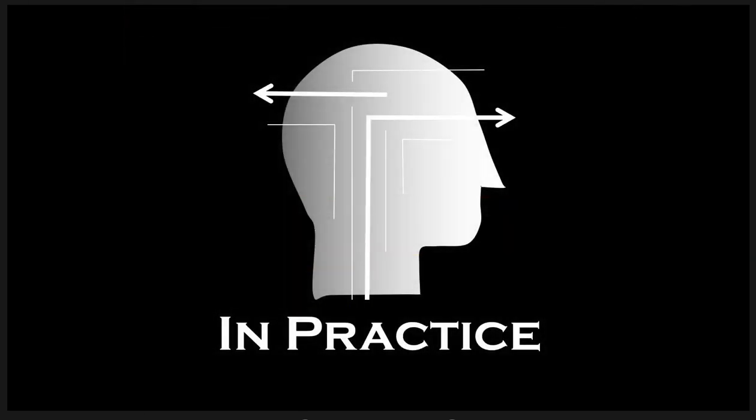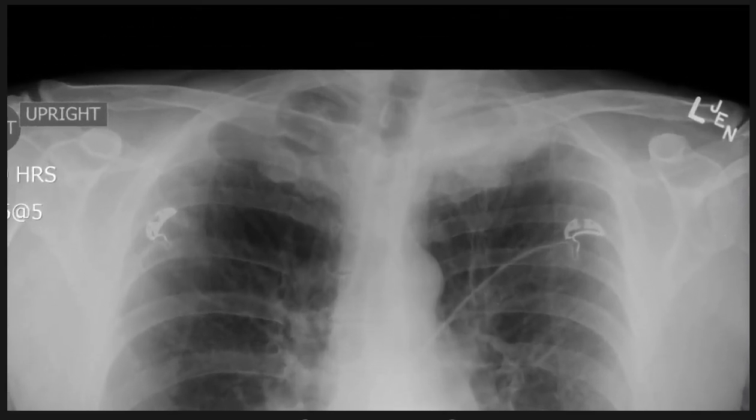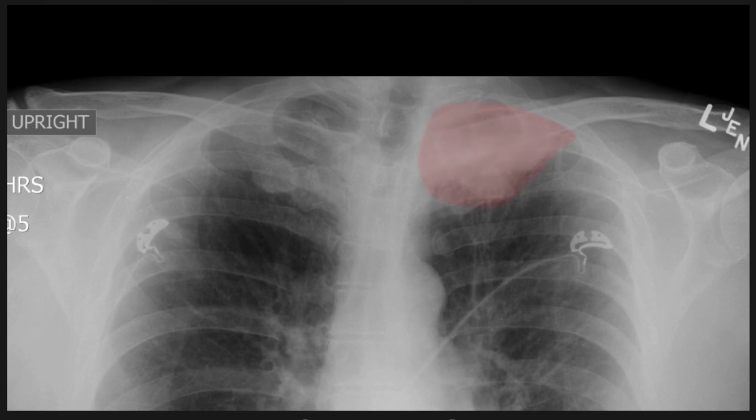Now, let's compare that to this situation here. We'll do another zoom up. What we have here is an obvious asymmetry, right? Big mass there. This guy would definitely be getting himself a CT. This case turned out to be a squamous cell malignancy.